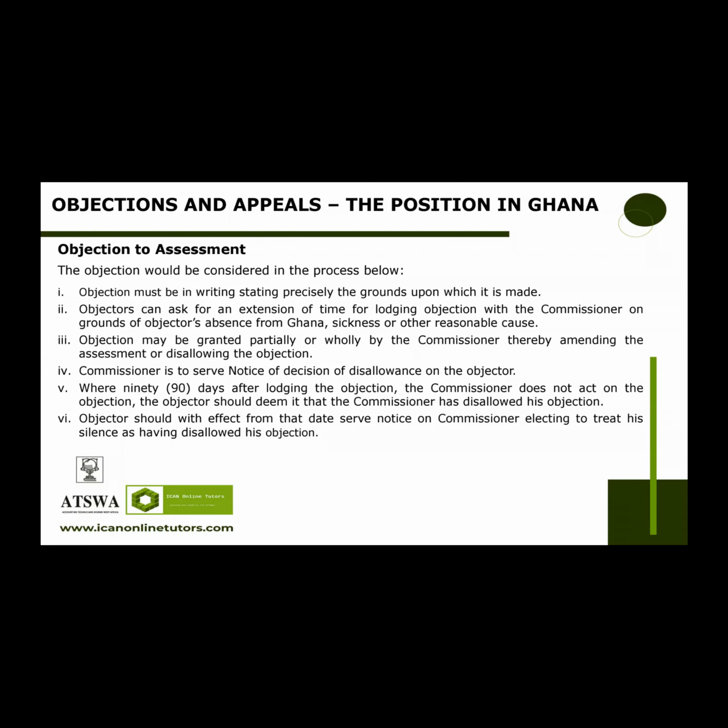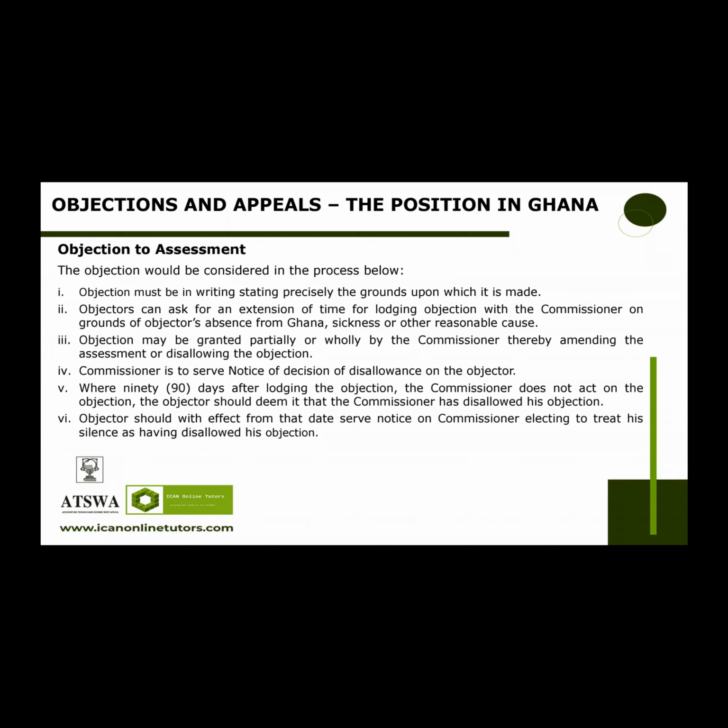Let's take this one after the other. We have the objection to assessments. Here, the taxpayer is permitted under Section 128 of Act 592 to settle disputes amicably with the commissioner by way of objections to assessment raised on him. This is the administrative resolution of disputes. Under the Act, any person dissatisfied with an assessment made on him has to object to the assessment within 30 days of the service of the assessments on him.